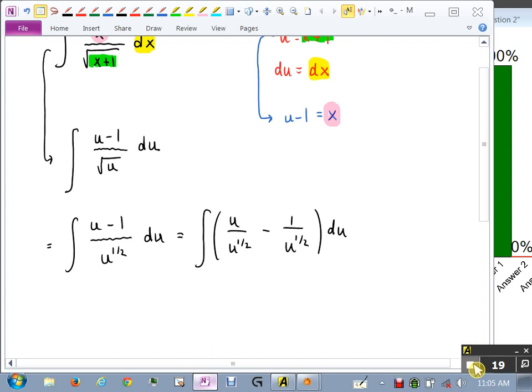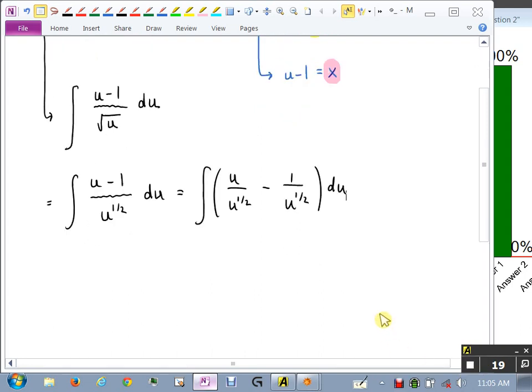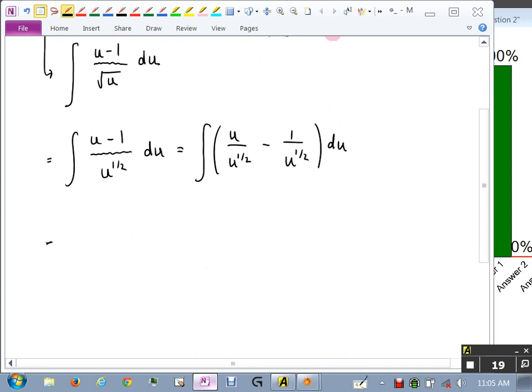And so now I can rewrite each of those as powers of u, right? I'm not going to take the antiderivative yet. u over u to the half is u to the half. And then minus 1 over u to the half is what? u to the negative half. And at this point, I have powers of u. I'm trying to integrate, trying to find the antiderivative, right? So I just use power rule for each of those.